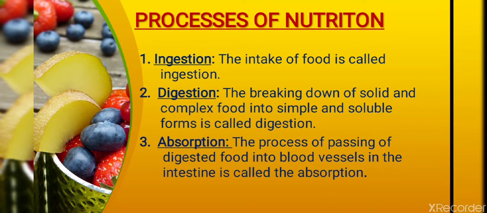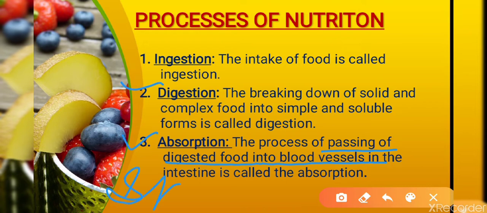Next is the absorption. Absorption is the passing of digested food into blood vessels. Simply say that digested food is absorbed by the blood vessels. In human beings, the process of digestion and absorption takes place in the small intestine.